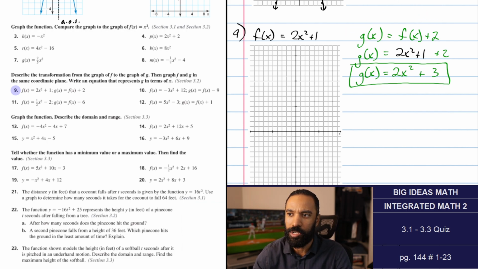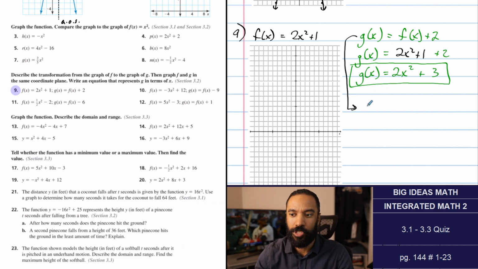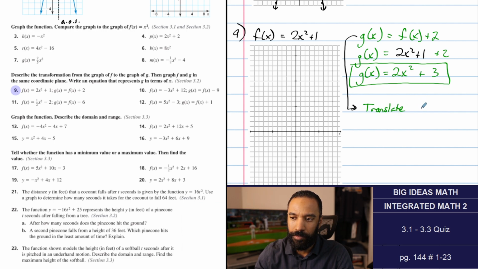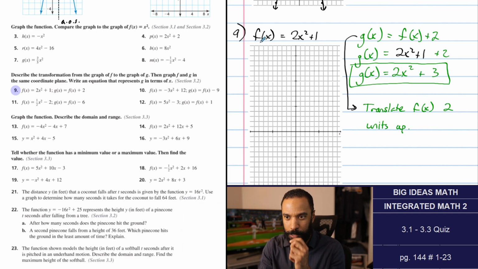Now, as far as the description goes, I think it's fair to say that we are translating f 2 units up to make g. Translate f of x 2 units upward. Right, that's what makes g's graph.